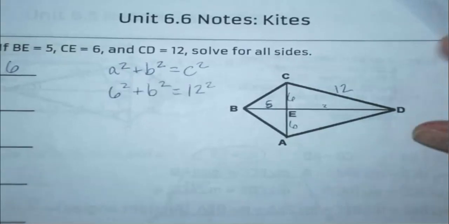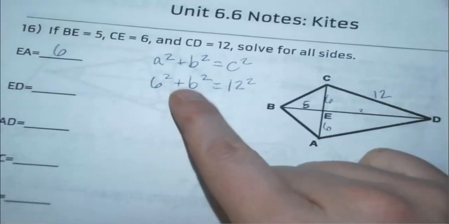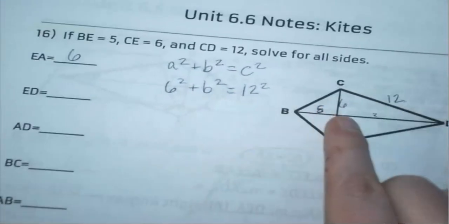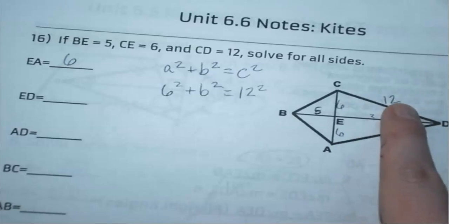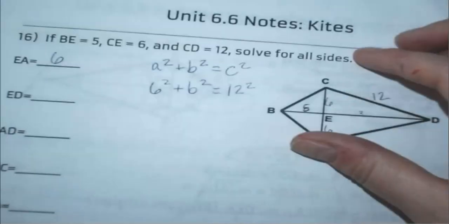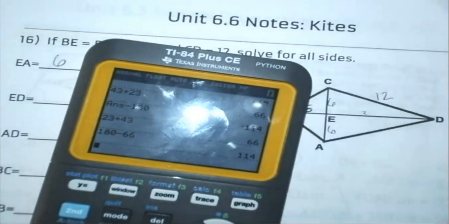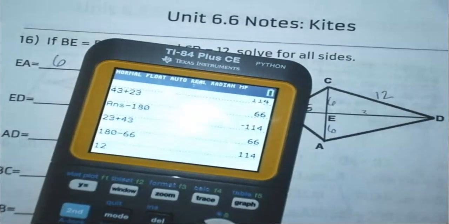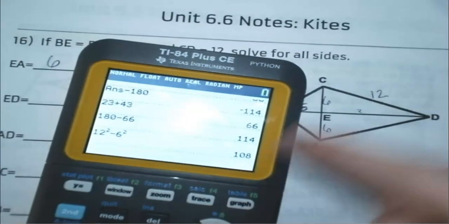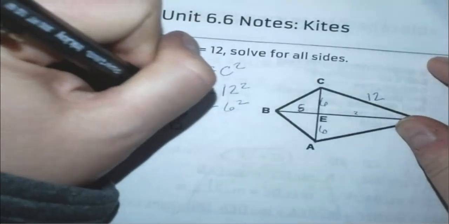Okay, a lot of the ones we've been doing recently have just been adding 6 squared plus 12 squared. If you do that, you're going to get like 13 something. This side is shorter than 12, so that won't work. What you've got to do is subtract 6 squared on both sides. So you end up with 12 squared minus 6 squared. You get 108.